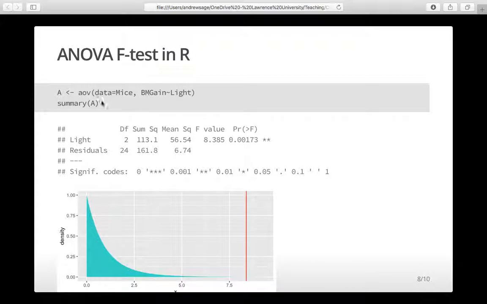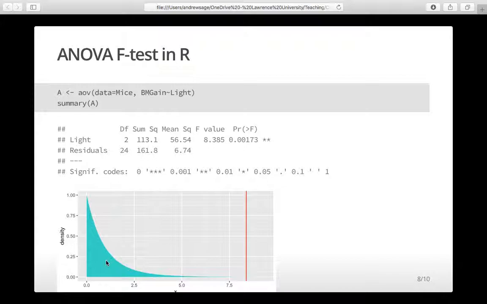We do that using the aov command. We obtain an F statistic, which is shown in the third column of our table, of 8.385, and a p-value of 0.00173. If we graph where that F statistic falls on an F distribution, we see that it lies way out in the tail, far away from where most of the distribution lies.